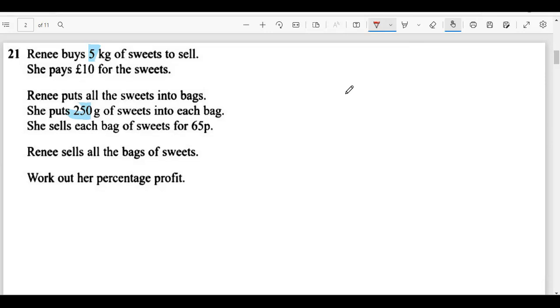Very well done, Turhan. Excellent. Okay. So the number of bags is going to be how many? 4 into 5? 20. Very good. 20 bags, and she sold each bag for 65 pence. So 20 into 65, and that would give you, I think, 1300, right? Yes. 1300. This 1300 is divided by 100 pence, and this would give you 13 pounds.